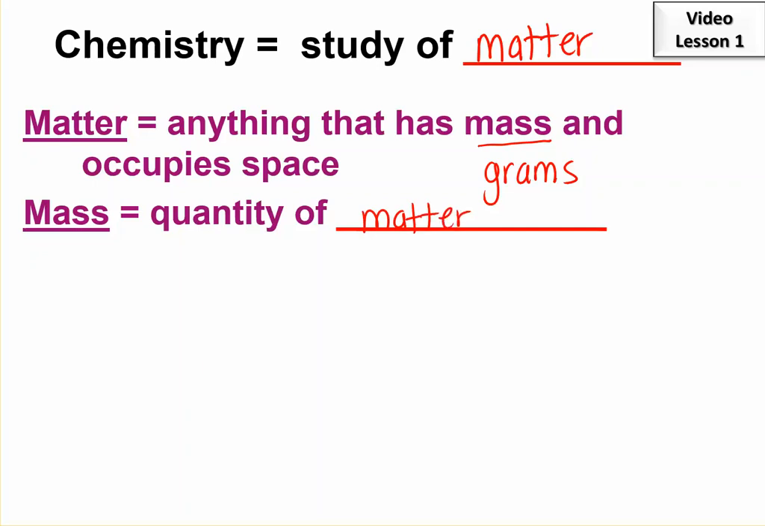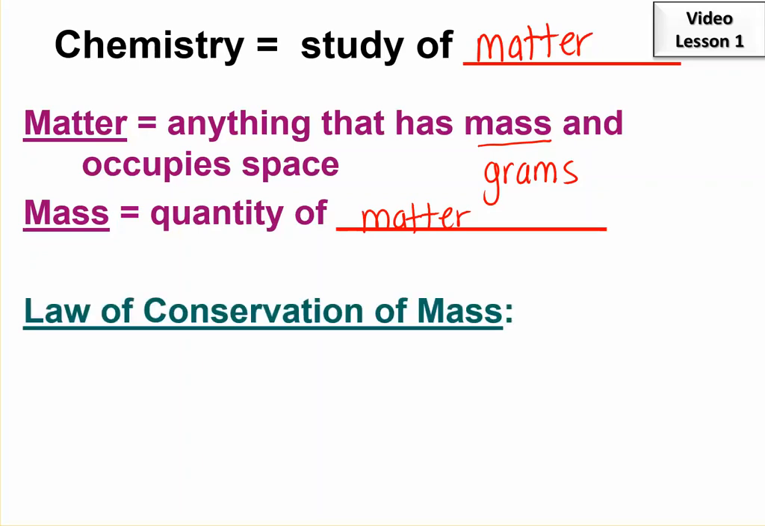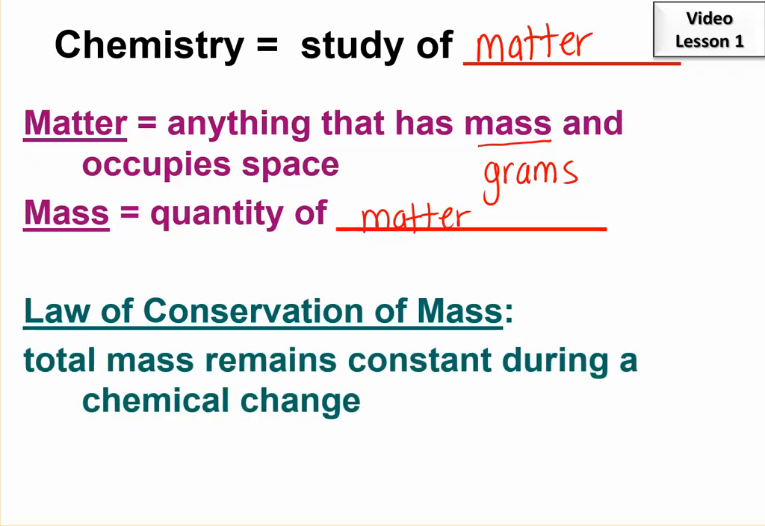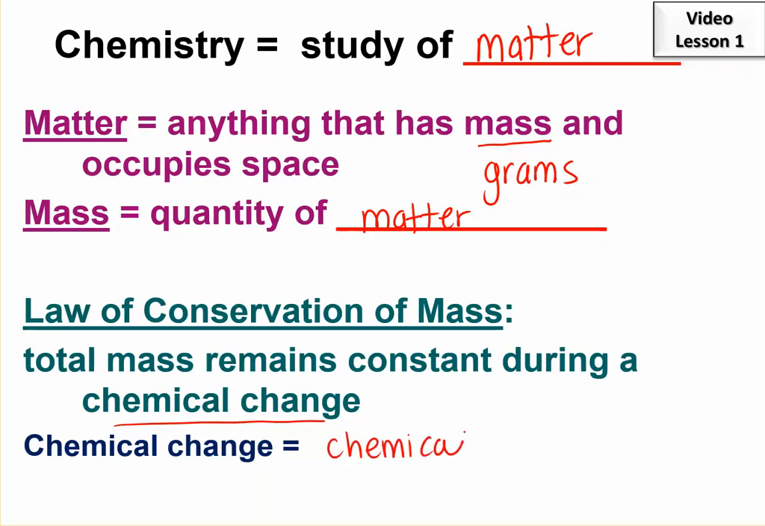So if you want to know how much matter something contains, you put it on a balance and get its mass. That brings up the law of conservation of mass. In a chemical change, the total mass remains the same. In other words, mass is not gained or lost. This term, chemical change, has another word that we use. It's chemical reaction. And that's what we say most of the time. Chemical reaction, or just reaction, is sometimes abbreviated RXN.